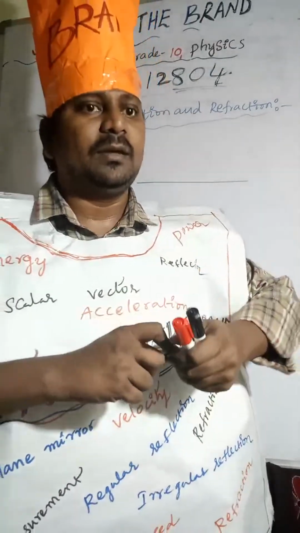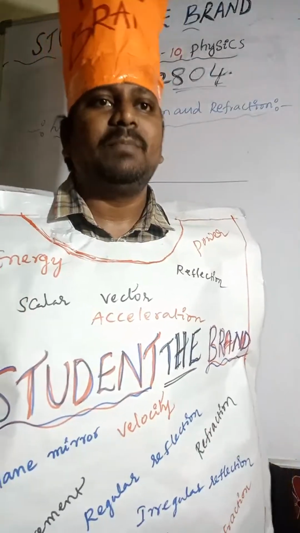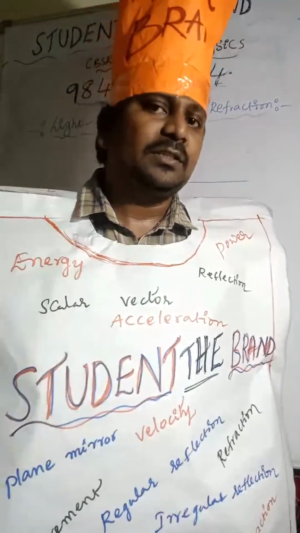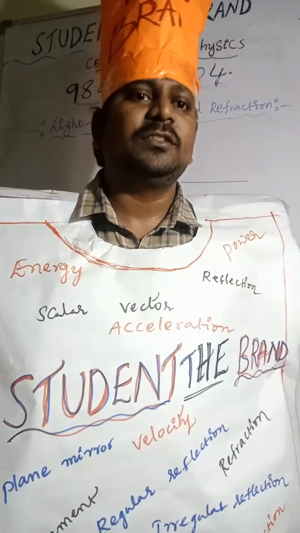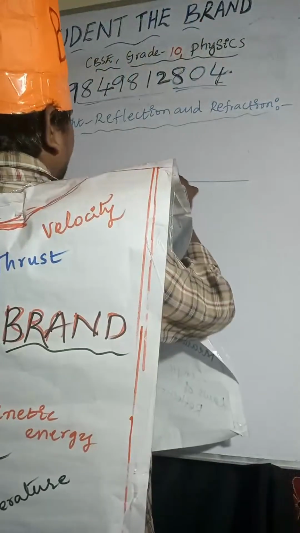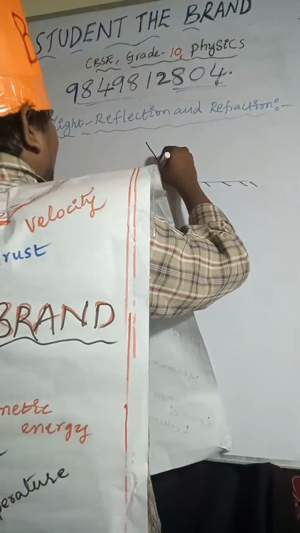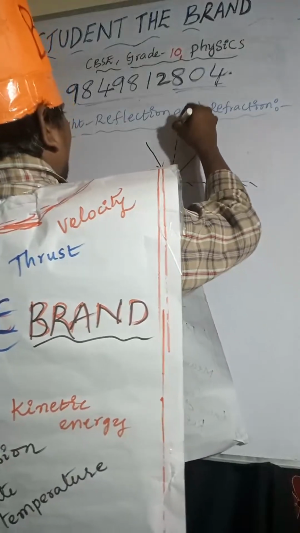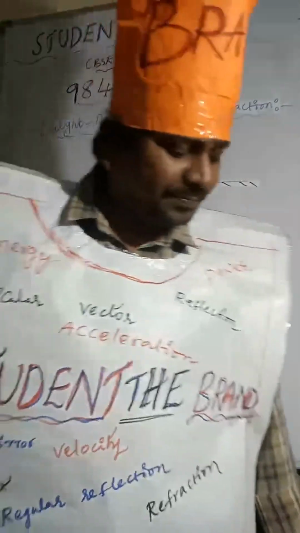Okay, so now you can observe here. When incident light rays fall on it, they reflect back. The light ray which is incident on the surface is called the incident ray. The light ray which is reflecting back is called the reflected ray. The line which is perpendicular to the plane surface is called the normal line. So this is the incident ray, this one is the reflected ray, and this one is the normal line.